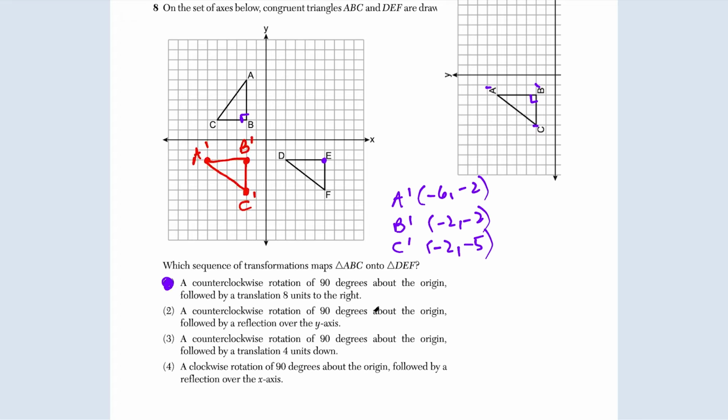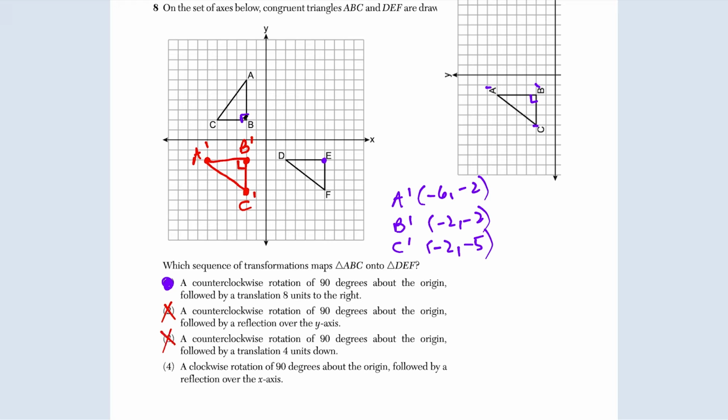Well, if we rotate 90 degrees counterclockwise, that's a correct start. But if we reflect over the y-axis, that would send B prime onto point D here. But notice this is the right angle, and D, this location of this angle, is not a right angle. So this doesn't map correctly. And if after we rotate 90 degrees counterclockwise, we translated 4 units down, that would miss this triangle completely. That would keep us in quadrant 3. So this one is out.